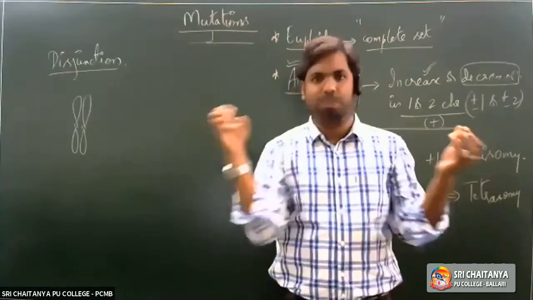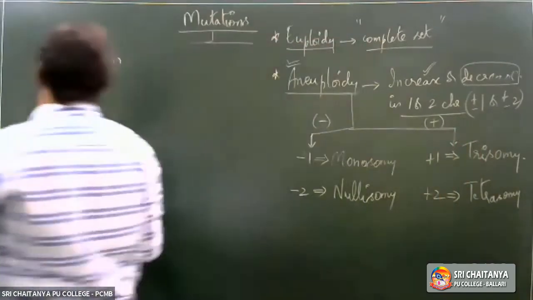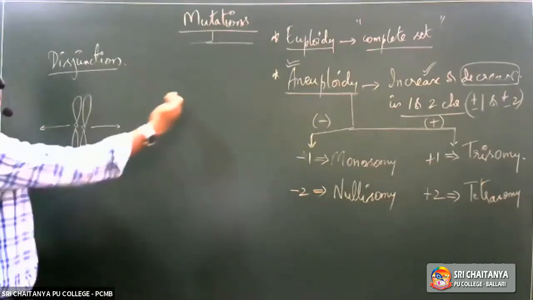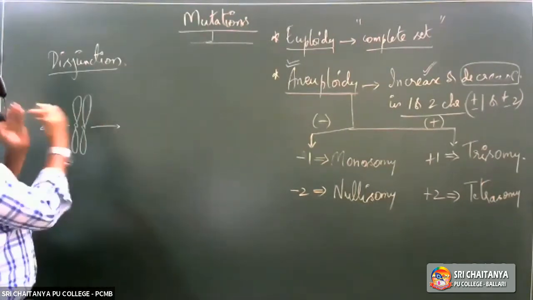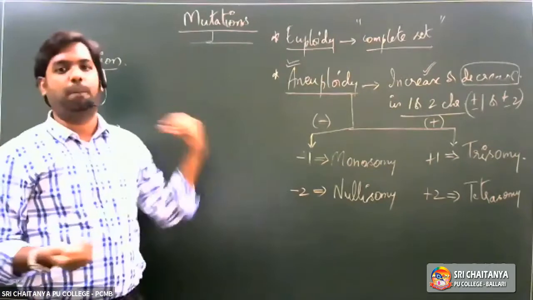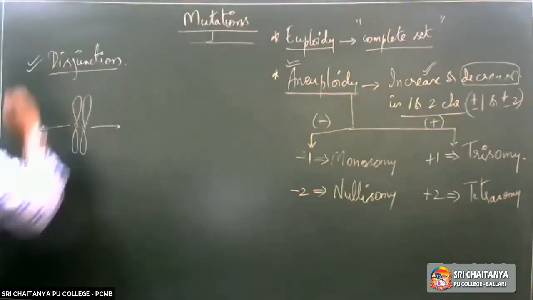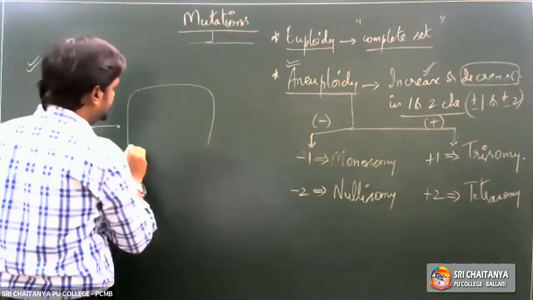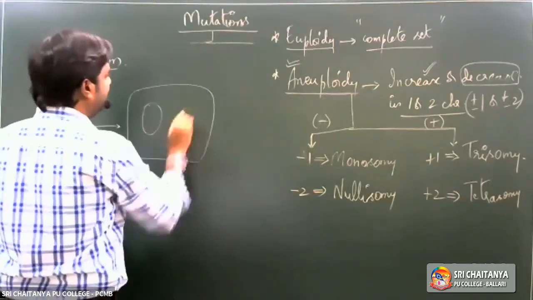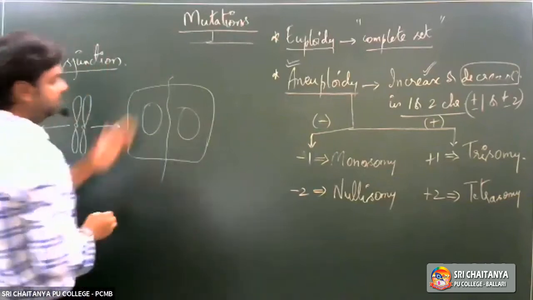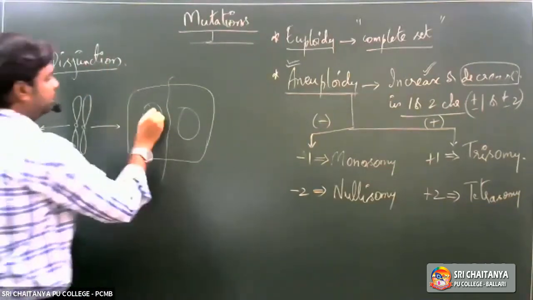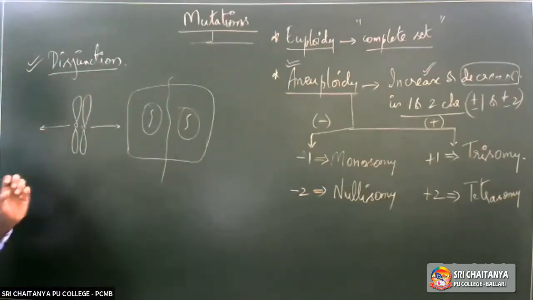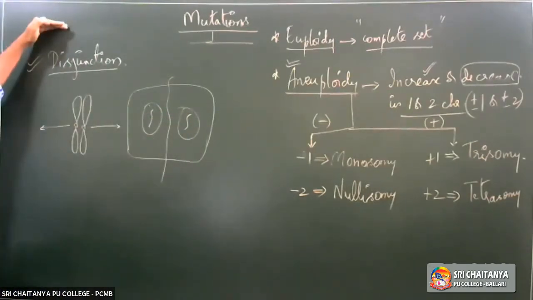There is formation of spindle fibers, and once the spindle fibers are formed, they will start pulling the chromosomes towards the opposite poles. This movement of chromosomes towards the opposite poles, we actually call disjunction. As a result, after the process of cell division, what will happen now? Two cells have been formed, where cytokinesis is also happening. Two cells form, and each cell will have one chromosome. This is what is happening during the process of disjunction.